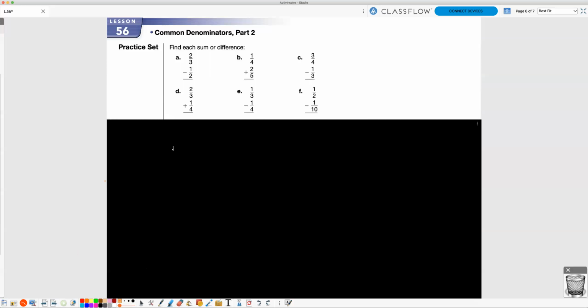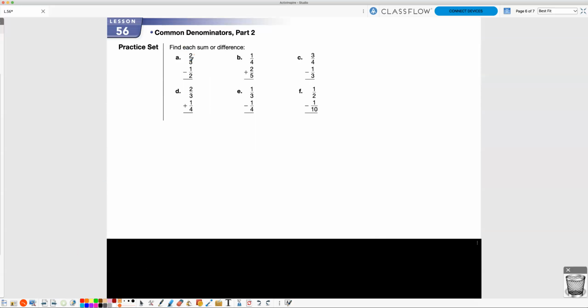All right, let's try some of these. Letter A, 2/3 minus 1/2. So let me just put letter A right here. I'm going to start with 2/3 minus 1/2. I'm going to rewrite that problem like this vertically, and then I'm going to put equal signs here.